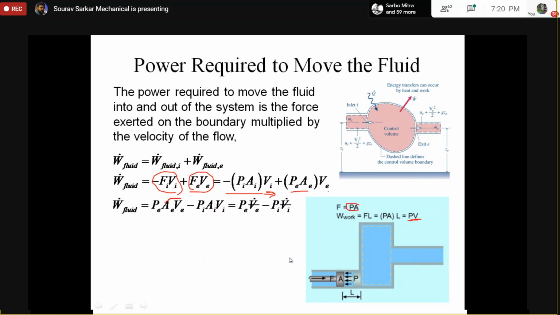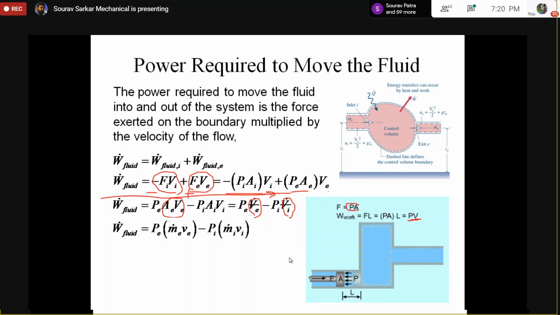Area into velocity will become the volume flow rate, which is equal to Q or V dot, and this will become V dot i. So this is compression, that's why it is negative, and this is positive, that's why it will become positive. So this is the other part of the work.